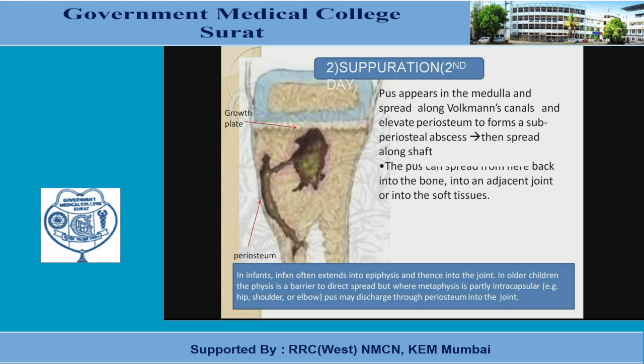In older children, the physis is a barrier, because the physis is fused. So there is no direct spread, but where the metaphysis is partly intracapsular, like in the hip, shoulder or elbow, pus may discharge through the periosteum into the joint. So there are fewer chances of septic arthritis in patients older than 1 year, but it may happen in certain locations, as we have seen.